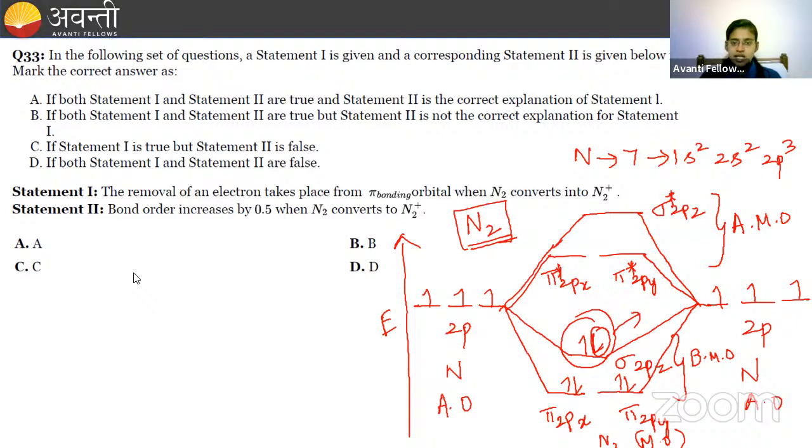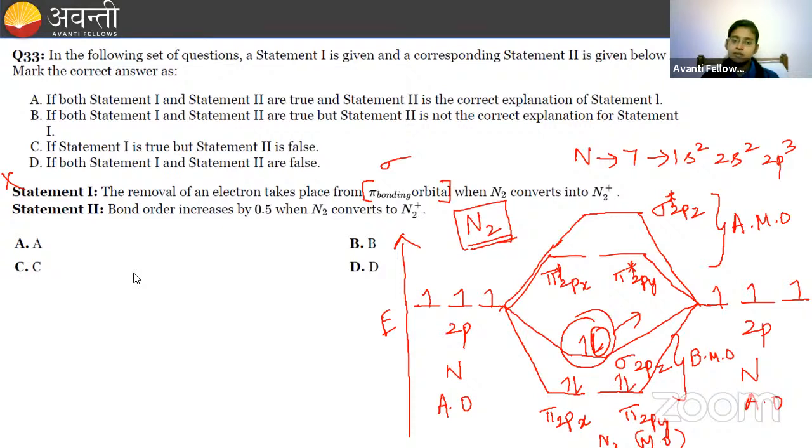But the statement says that the removal of electron takes place from the pi bonding orbital. The removal of electron does take place from a bonding molecular orbital only, but it is not pi bonding. It is the sigma bonding orbital. So statement 1 is wrong. Okay, it is false.